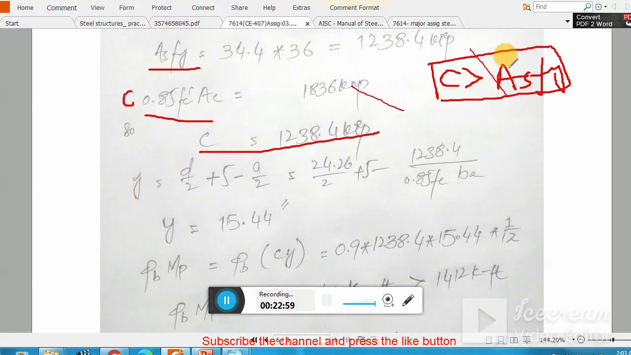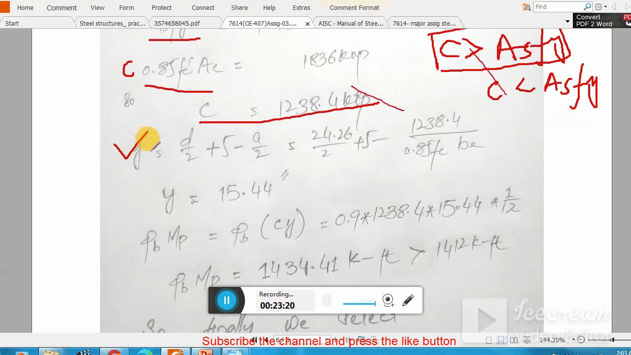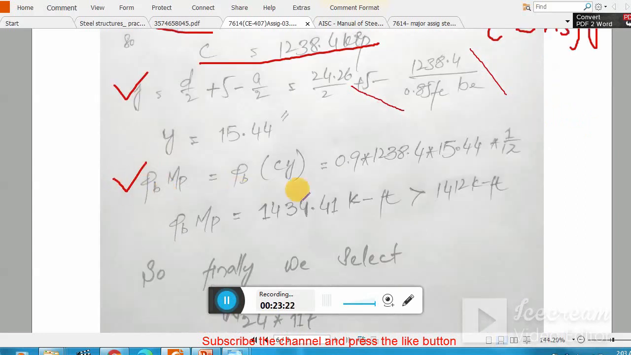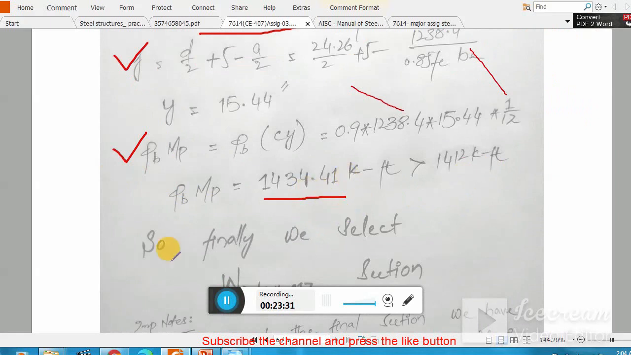If this is less than this one, the analysis procedure will be different. Remember, we can't use the rest of the calculation; we have to change our calculation. So as C is greater than As Fy, we are using this calculation. We find the lever arm, and then we recalculate the strength, and the strength is this one. Now you see 434, which is more than 412. So this section is okay.